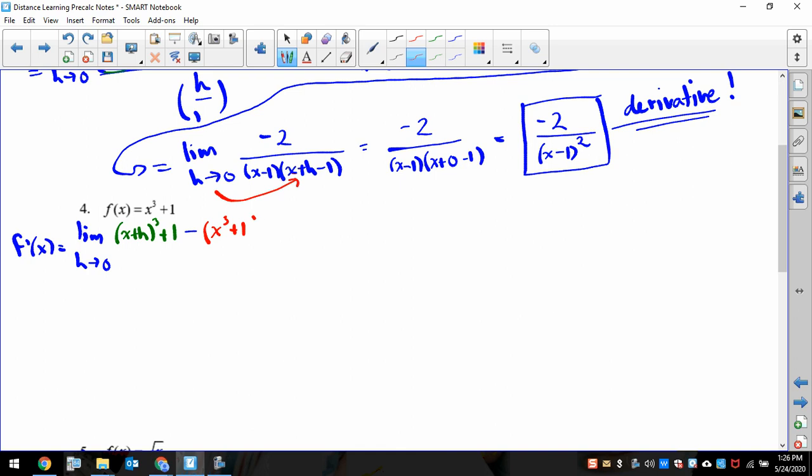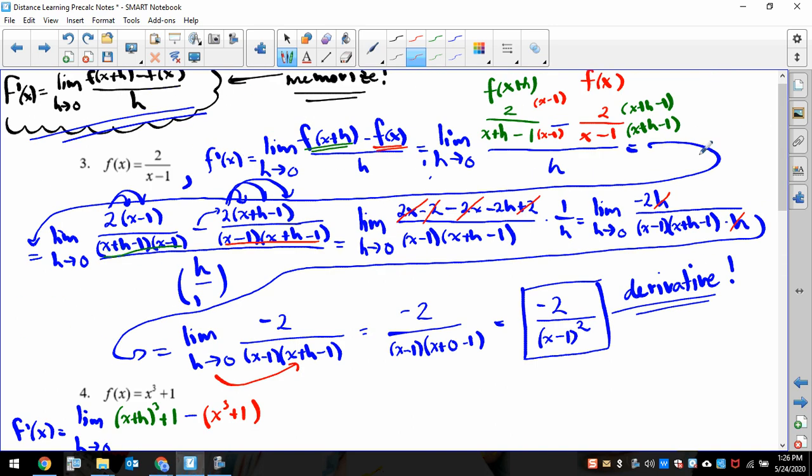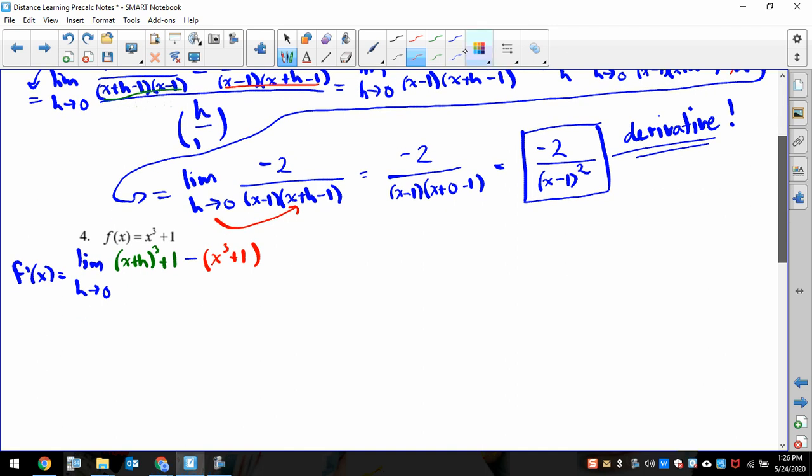I need parentheses around it, though, because I need to subtract all of f. It says minus f of x, so we have to subtract all of f. And this is all going to be over h. Just a reminder, this is f of x plus h in green, and in red, this is f of x.